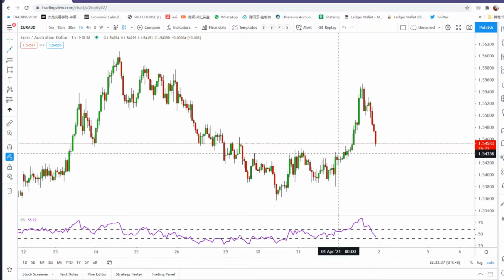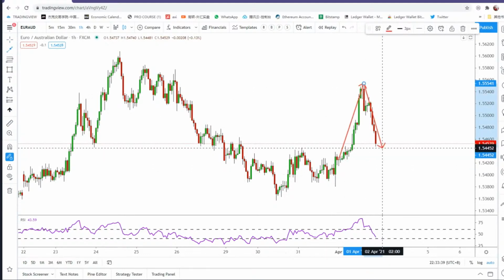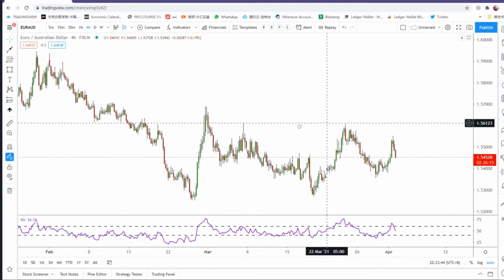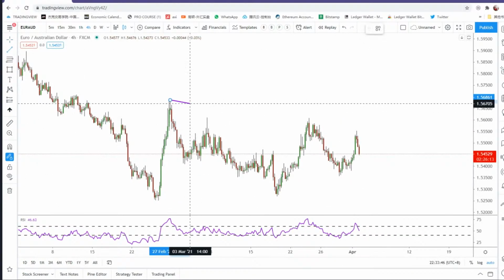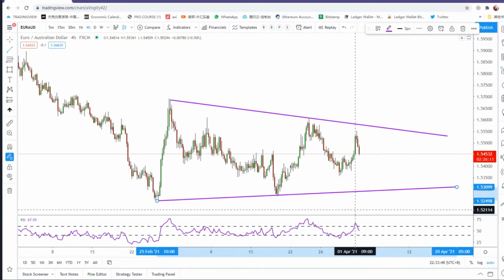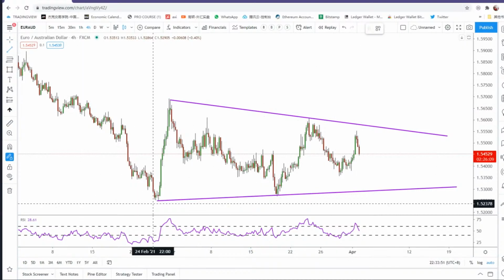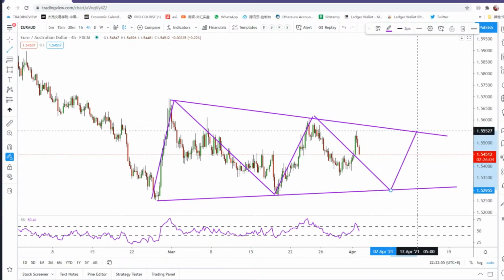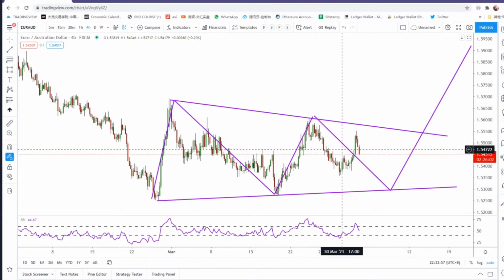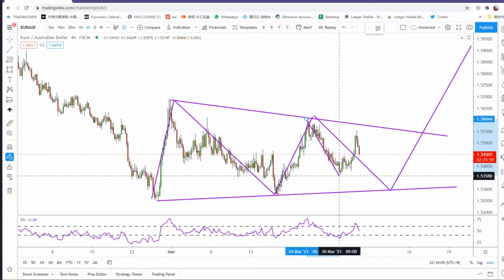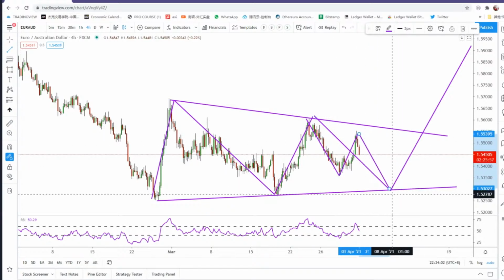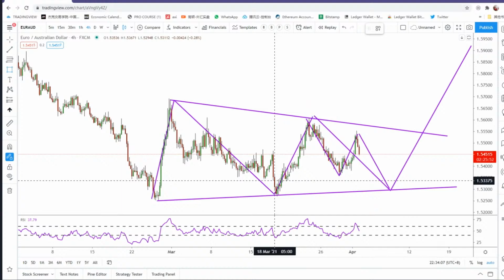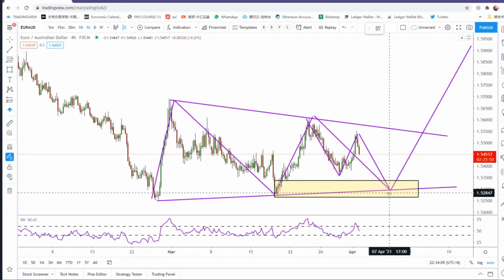Euro Aussie rallied a lot today, and now it comes back. On the 4-hour chart, the Euro Aussie is still in a big wedge, something like this. So just be ready that the Euro Aussie may do something like this. Maybe you can see an ABCD move, followed by a Gartley pattern. Then maybe 1.1340 will be another buying opportunity for Euro Aussie.